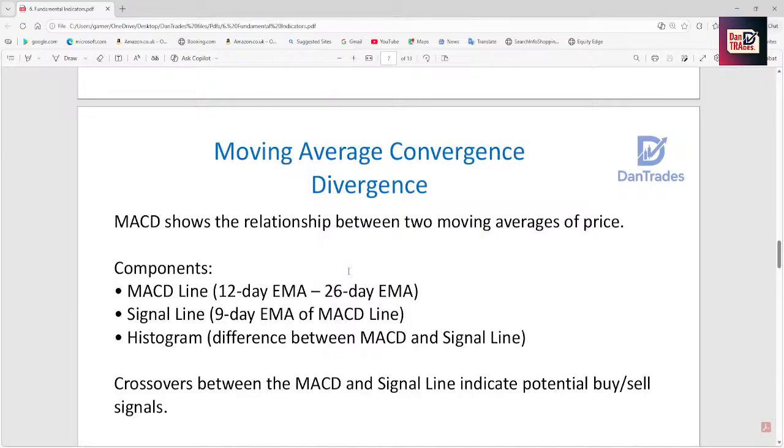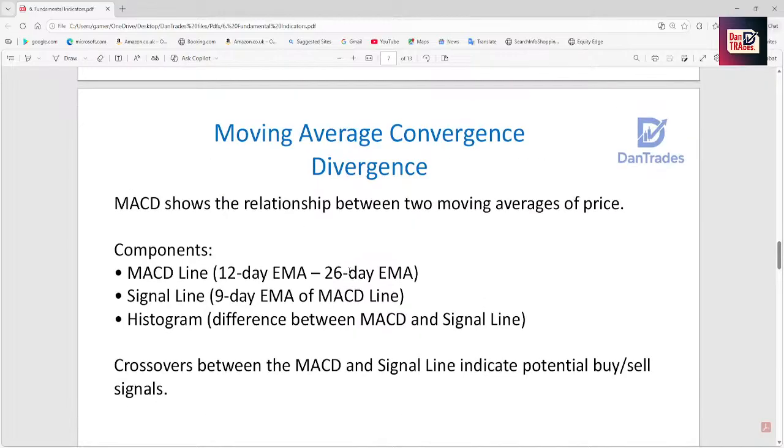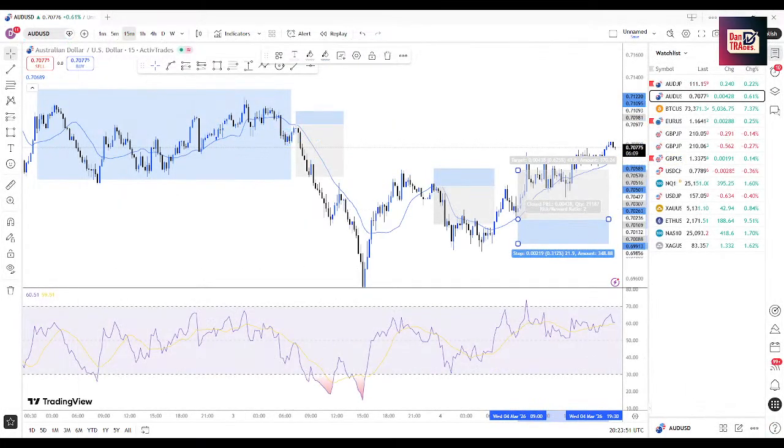Now we have the MACD, or the moving average convergence divergence. Simply put, it is two moving averages combined together with a signal line and a histogram. Again, the easier way to explain these indicators is by going straight to the chart. MACD is two moving averages with a signal line and a histogram chart. So how does this MACD look?